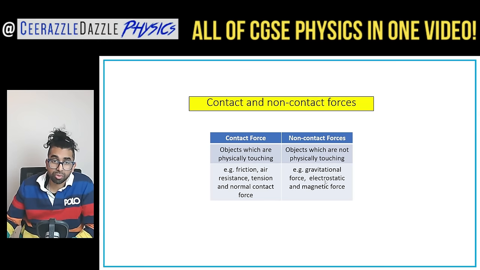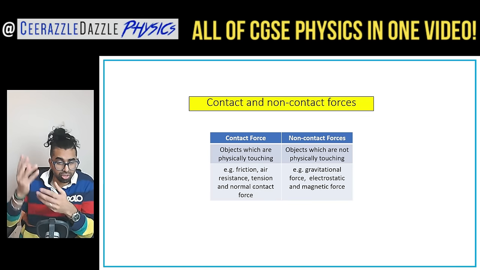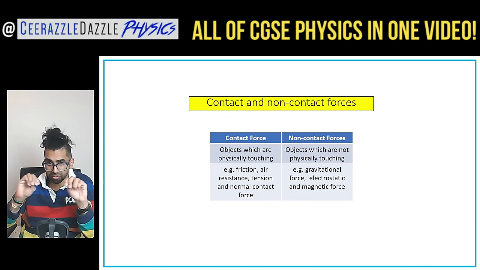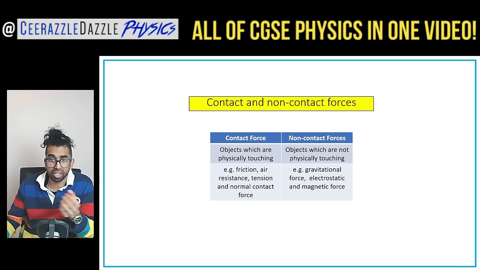Contact and non-contact forces. So contact forces are objects which are physically touching each other, and non-contact forces are going to be objects which are not physically touching each other. Some examples of contact forces are friction, air resistance, tension, normal contact force. So like friction, two things rubbing together, air resistance, you're traveling through the air, tension when you're pulling things, and normal contact force when you place an object, let's say on a surface, the force pushing upwards over here.